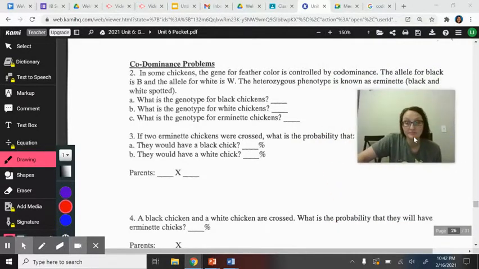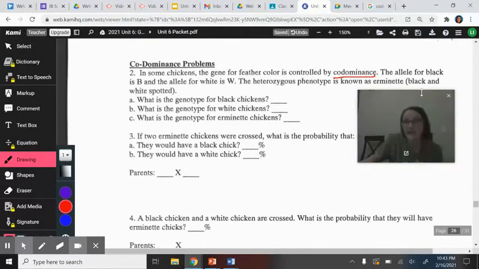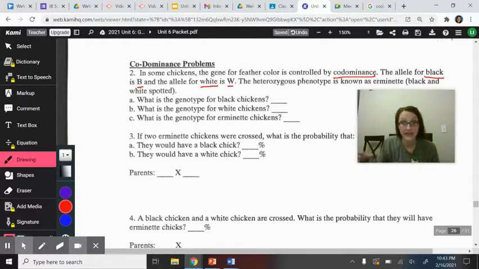Okay, so in some chickens, the gene for feather color is controlled by codominance. So I'm going to take my handy dandy pen again and say codominance. That way I don't mess this up. Okay, the allele for black. So it's telling you that black is an option, and it's telling you to use the letter B. And the allele for white. So white is our other option, and it's coded for with a W. So we're still using two different letters here, still in all caps.